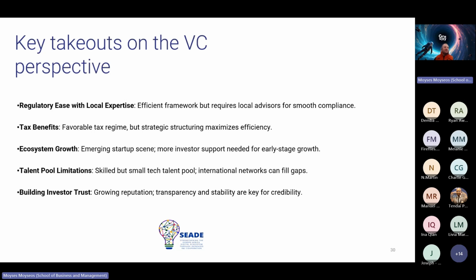And of course, because everything at the end of the day comes down to the people and building investor trust, we had to take small and transparent steps towards trust, growing reputation, transparency, and stability for the local ecosystem. I don't know if I have answered Martin, or is there any other clarification that I need to give?